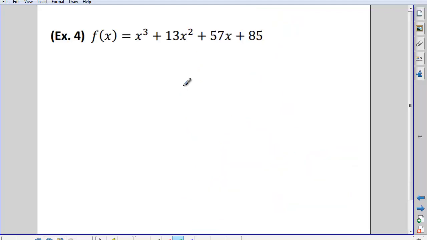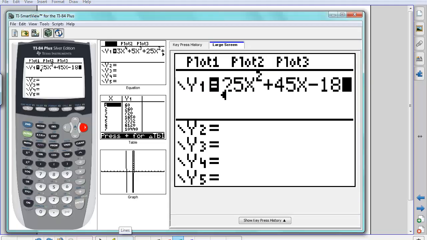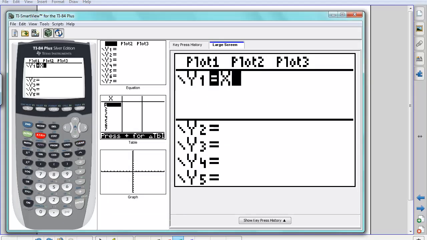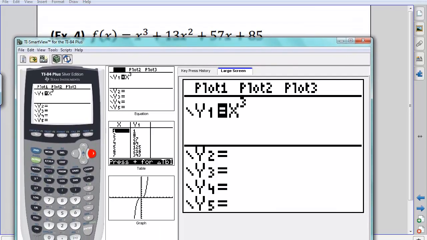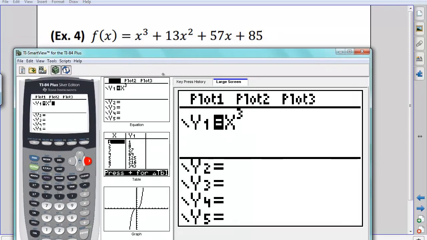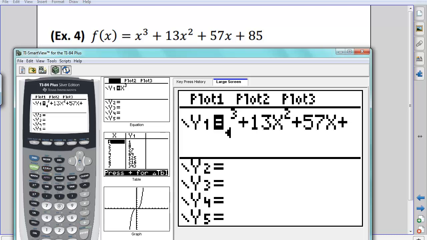So let's do another example. Again, start by looking at the graph. It's always a good place to start. Find the real zeros. So x cubed plus 13x squared plus 57x plus 85.